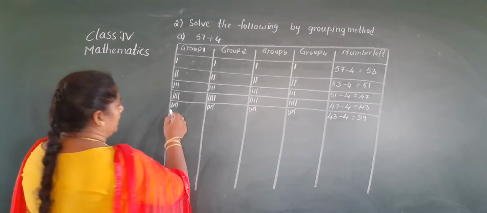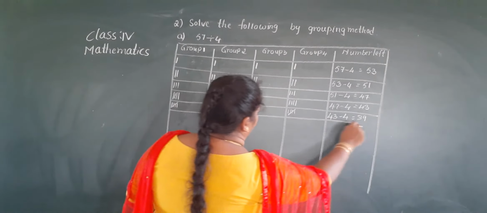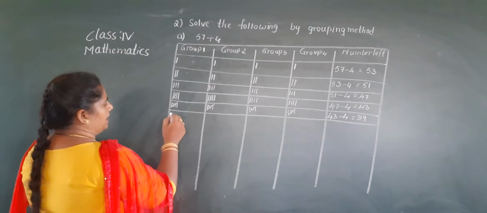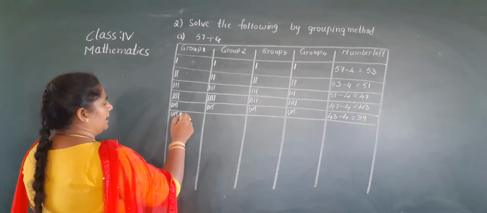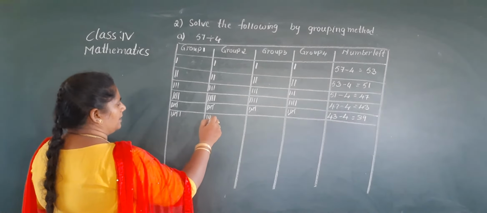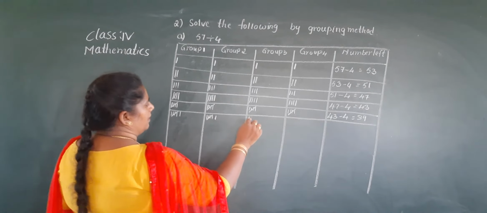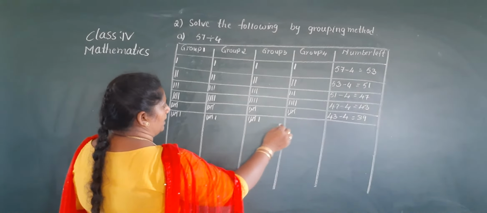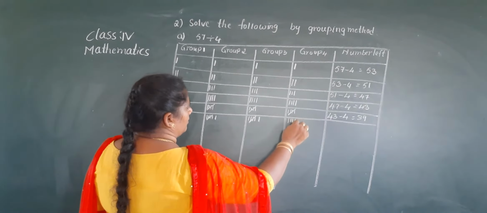39. Again we distributed 1, 1, 1, 1. So here already 5 tally marks. Again 1. Already 5, 1. Totally 6 tally marks. Now 39 minus 4, 35. Okay. Next.